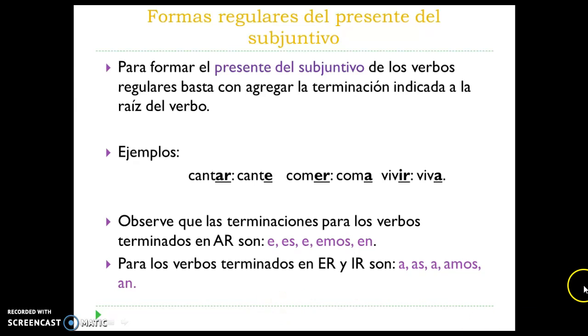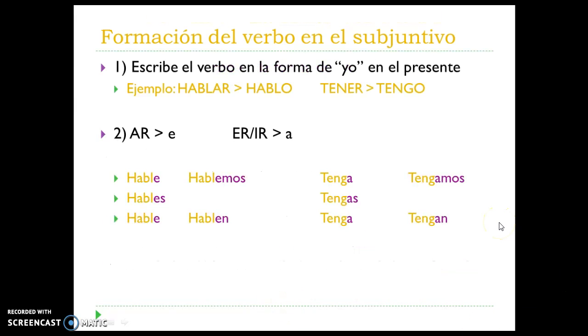Okay, so let's go ahead and take a look at the formation. How do we form it? What do we do? The first thing that you're going to do is write the verb in the yo form of the present indicative tense. I have a couple of examples here. We have hablar and tener. Hablar in the yo form is hablo, and we take off this O and we're left with the stem H-A-B-L, habl.